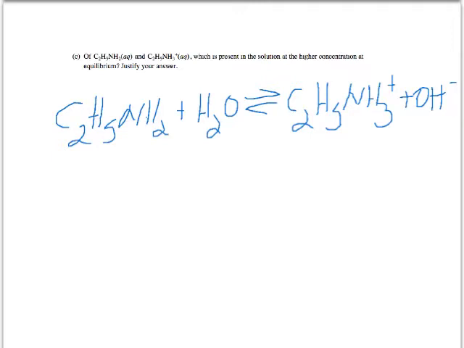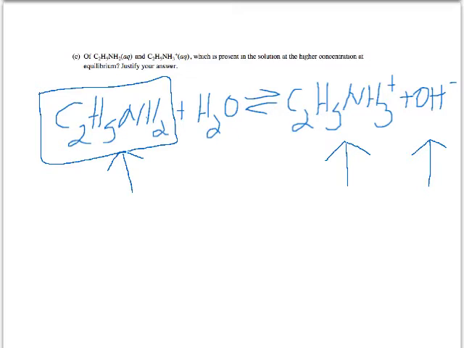Okay, in this part you just have a question, no calculation. You just have to answer the question and explain your answer. So the question is, which is going to be present in higher concentration? So we know this is a weak base. What does it mean to be a weak base? It means that you just get a small amount of ions formed over here. So the one at higher concentration is going to be this one. The reason is because this is a weak base, and weak bases only ionize to a small extent.